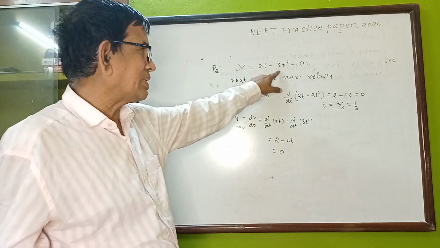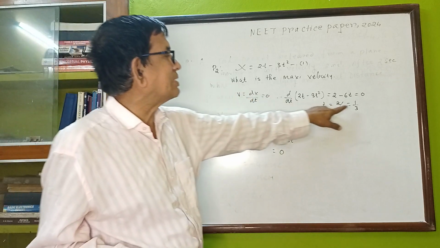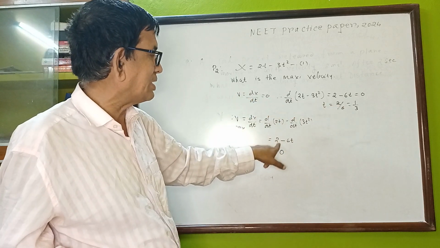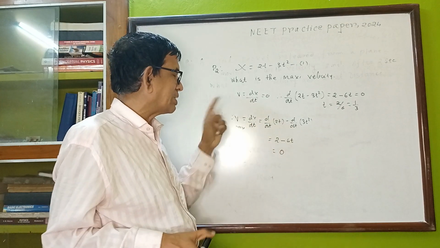So x equal to 2t minus 3t square. What is the maximum velocity? At what time is the velocity maximum? Then the velocity expression you are getting is 2 minus 6t. Put the value of time t, that is 1/3, and you are getting the v.